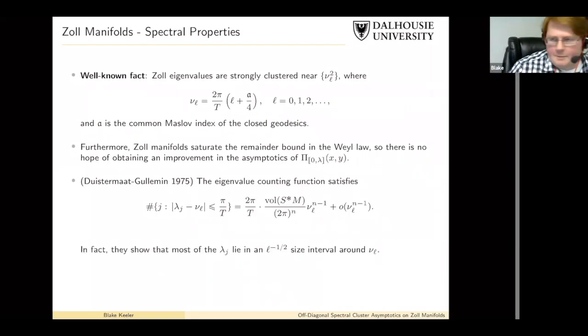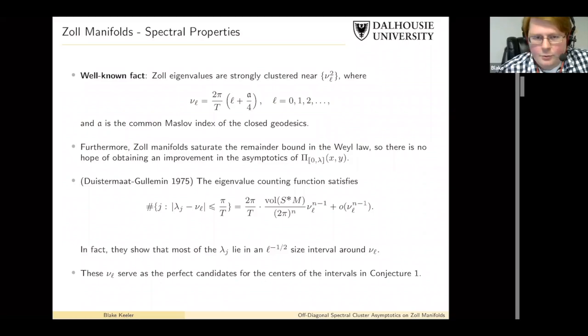And in fact, they proved something better than this. They proved that most of the lambda j lie in a kind of shrinking window of size L to the minus a half, centered around the nu sub L. So for the context of conjecture 1, to choose my intervals so that there is enough stuff in that interval to project onto, these nu sub L provide the perfect candidates. So I'm going to choose intervals centered around nu sub L as my candidates for the centers of the spectral projection clusters.